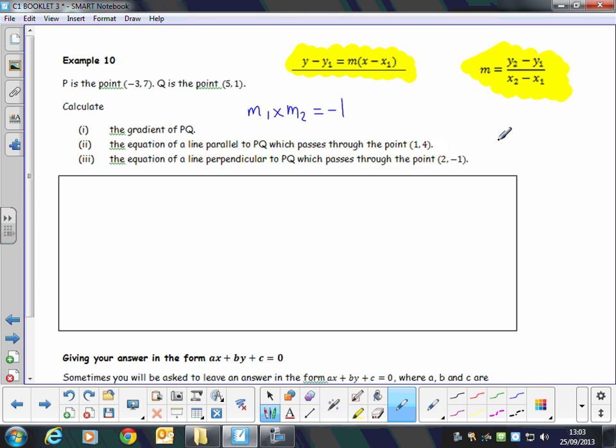C1 Coordinate Geometry, Example 10. In this example, we were given 2 points P and Q. For the first part, I need to work out the gradient of PQ. So to work out the gradient, that's the change in y divided by the change in x. Well, I can use this.